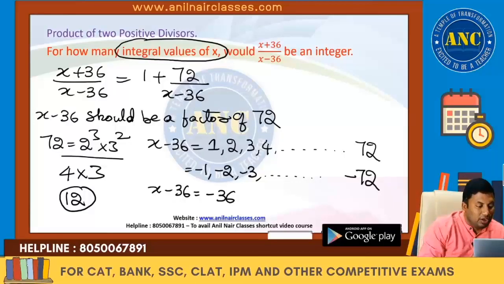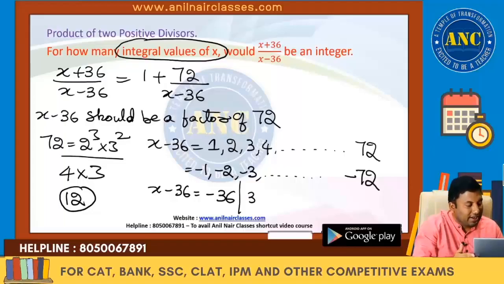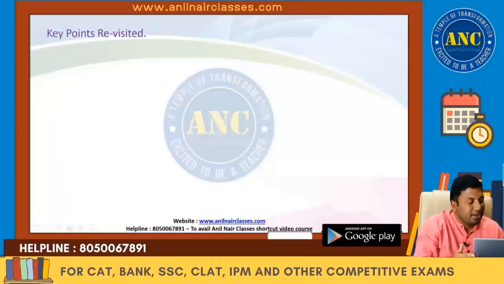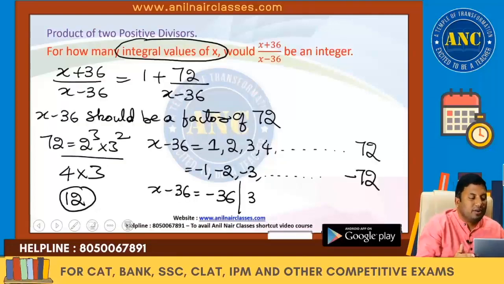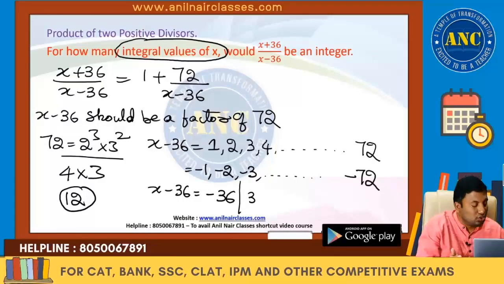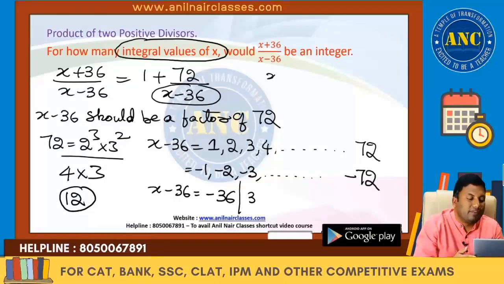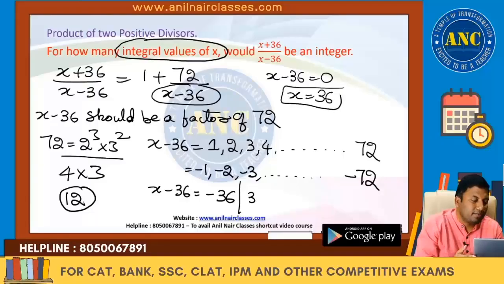So check for that value where x minus 36 is 36. What will be the x value? 72. 72 minus 36 is 36, and 72 by 36 is 2, which is an integer. Check for that value which gives you x minus 36 as 0. If x minus 36 has to be 0, that means x has to be 36, but 0 is not a factor of 72. So 12 into 2, a total of 24 cases I will get.